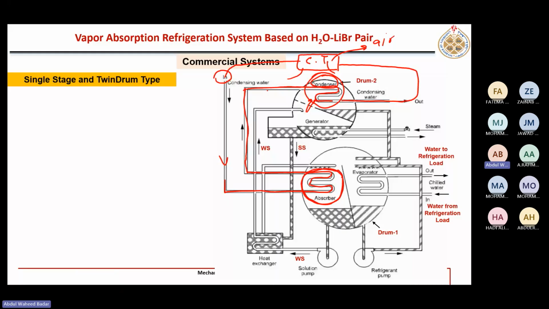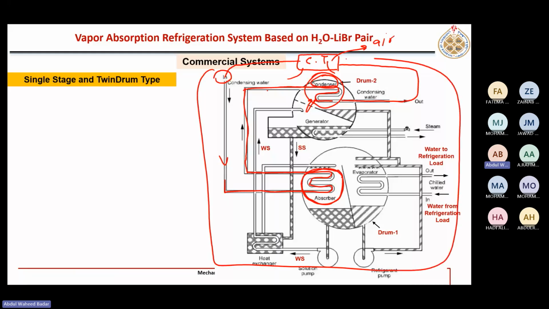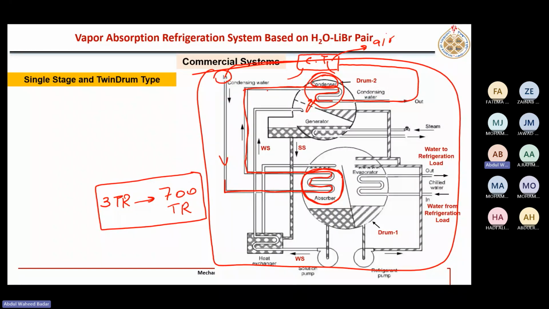Okay, so these absorption refrigeration systems are normally available from small capacity of around 3 ton up to about 700 or maybe 1,000 tons. Those are available commercially, but not as common as vapor compression systems, but still there are some manufacturers around the world which manufacture these systems in this range.